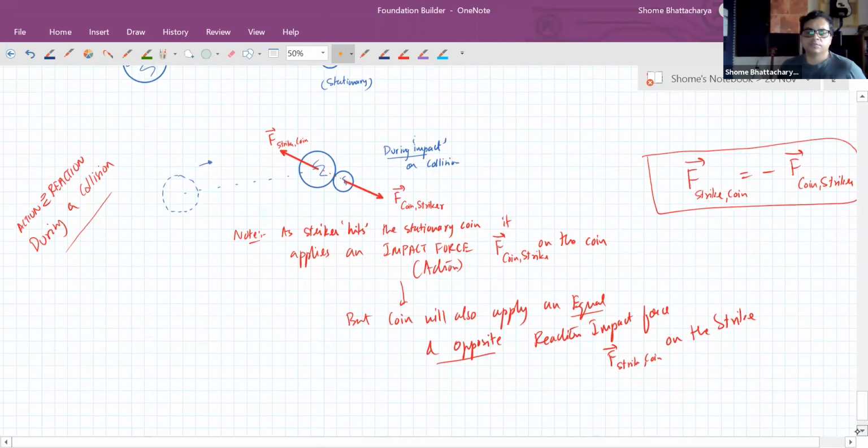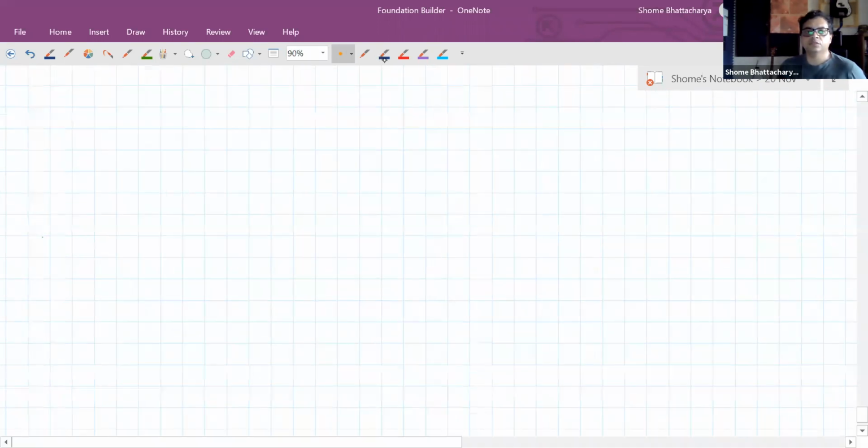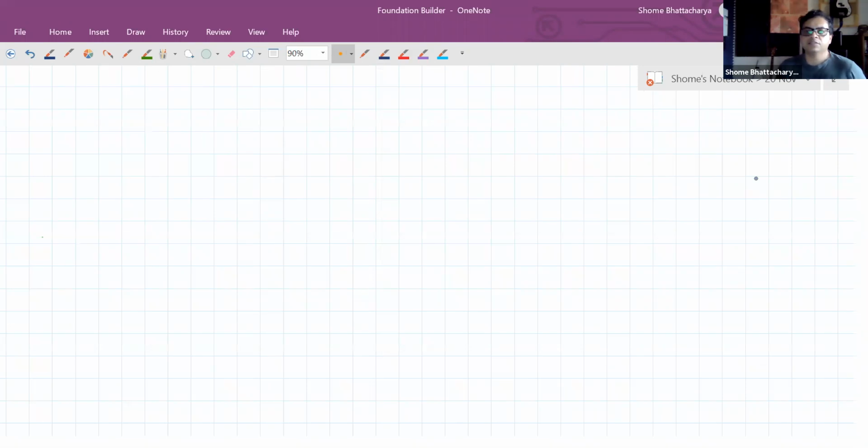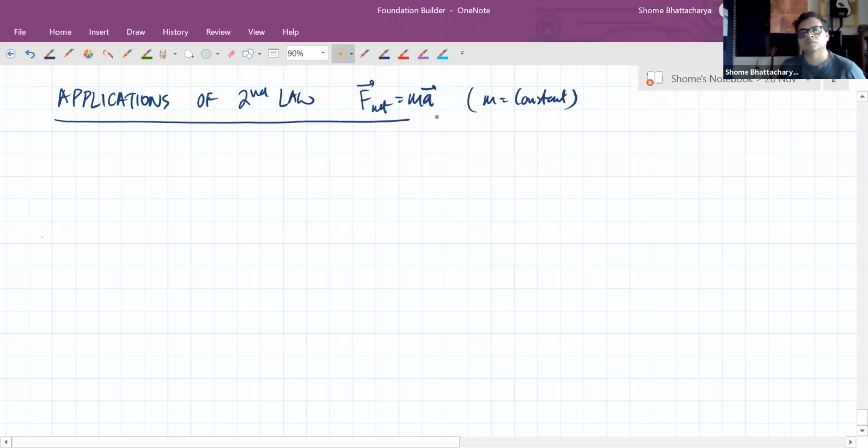Right, so this is clear. So this is about action reaction principle, Newton's third law. Now we will come back to applications of Newton's second law. That is net force is equal to mass into acceleration, or mass being constant. Now, one type of example we'll see is equilibrium condition.